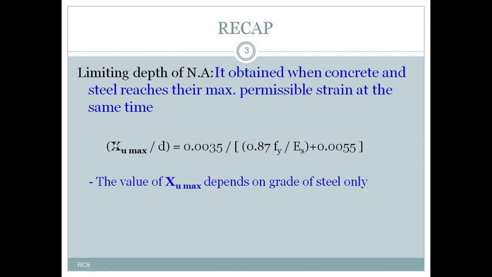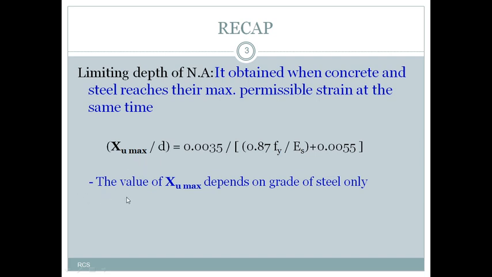This can be obtained by a formula, which we have obtained from the similar triangles of the strain diagram. The final formula for calculating XU max, that is the limiting depth of neutral axis, is XU max by D equal to 0.0035 by (0.87 Fy by Es plus 0.0055). Here, for a given depth of the beam, if you substitute the grade of steel, then you can calculate the limiting depth of the neutral axis, or the maximum depth of the neutral axis.